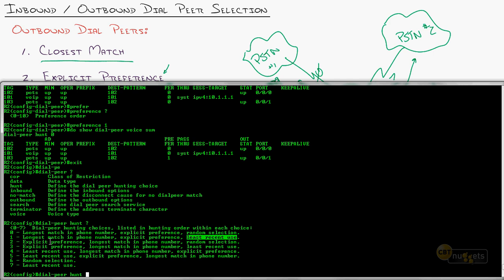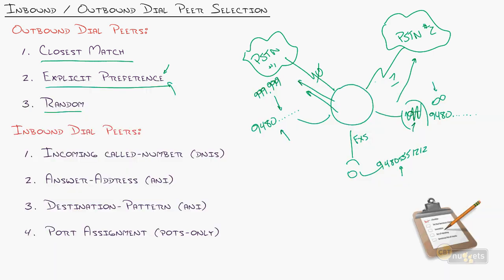Or, I want to say, well, you know what? Explicit preference is the one that rules, then the longest match. So you can change it around if you want to. But I would say, I've always kept it on 0. That's the default and almost always what you want to use. Okay. So that's the outbound matching.